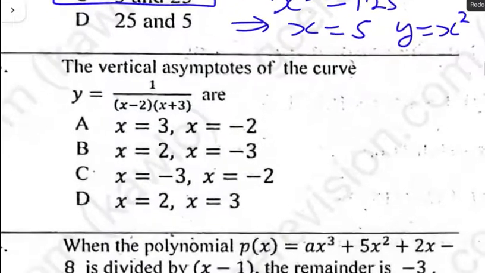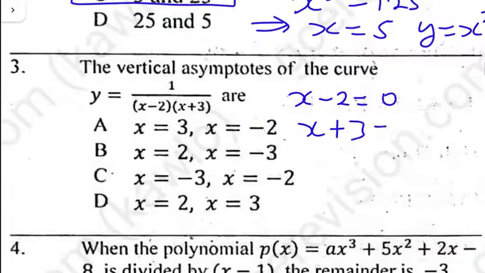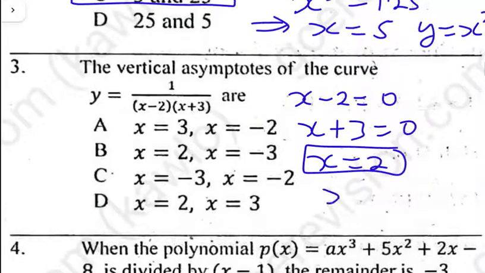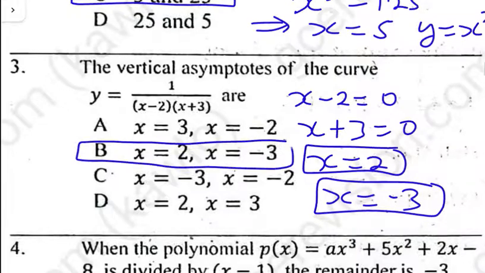Question 3. The vertical asymptote of the curve y equals 1 over x minus 2 into x plus 3. So to get the vertical asymptote, we equate the denominator to 0. So x minus 2 equals 0, and equally x plus 3 equals 0. So we have the values x equals 2 and x equals negative 3. So these are the equations of the vertical asymptotes: x equals 2 and x equals negative 3.